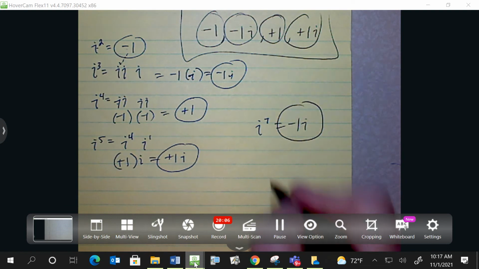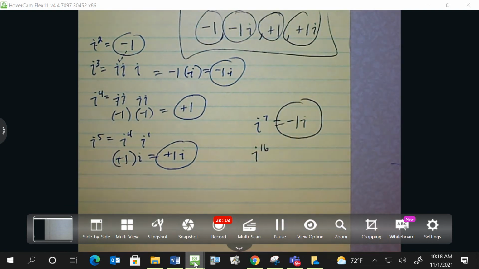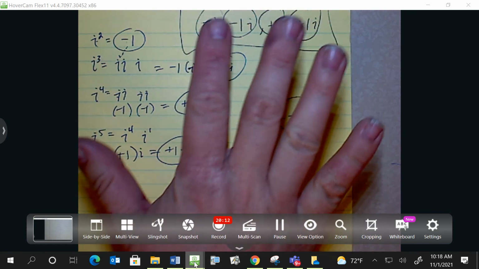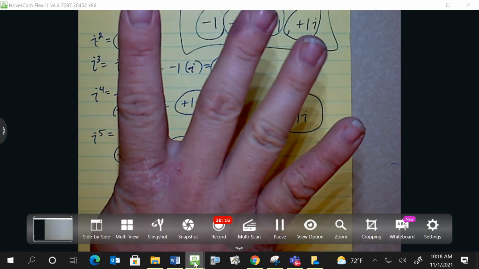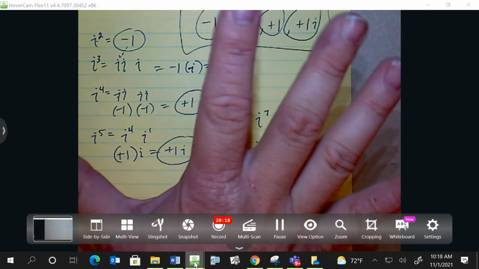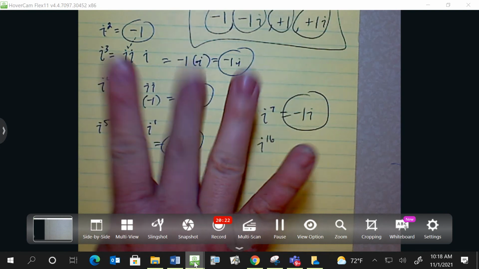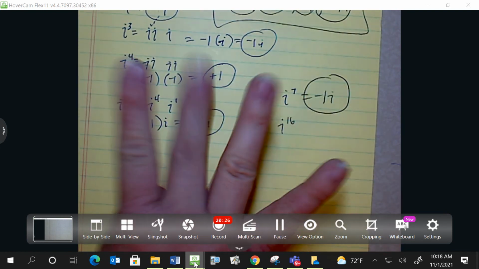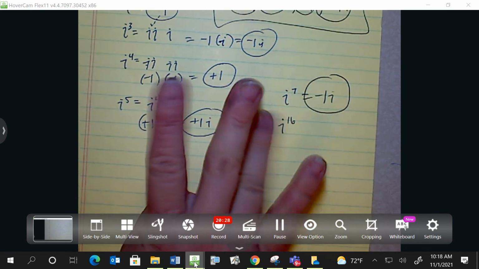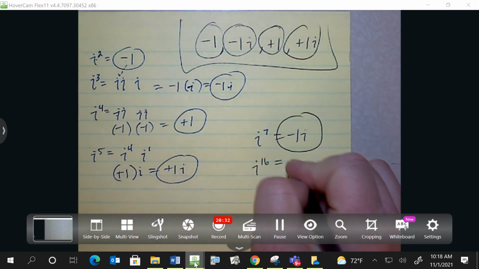Okay, let's try i to the 16th. I'm just doing random numbers, okay? Random numbers. Here we go. Ready? Put down the thumb for 1. We've got to count it still, but it never comes back up. So there's 1, 2, 3, 4, 5, 6, 7, 8, 9, 10, 11, 12, 13, 14, 15, 16. It's the third number in the list. What's the third number? Positive 1.